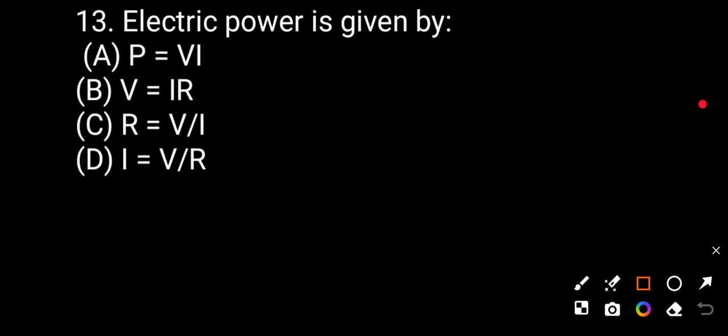Question number 13. Electric power is given by A. P = VI, V = IR, R = V/I, I = V/R. The correct answer will be A. P = VI.